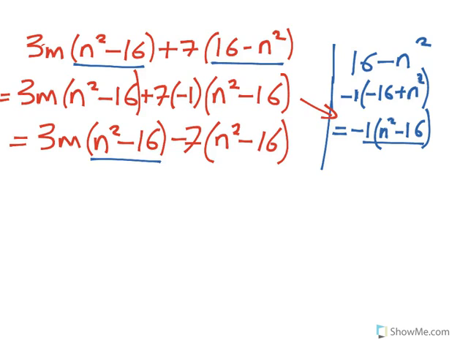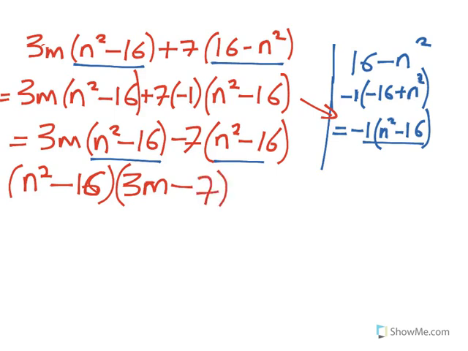Now you have made the two brackets look alike. Now you can factorize n squared minus 16, n squared minus 16. That is the grouping method. So n squared minus 16 is common. If you factorize it out, you are going to have what will remain. You are going to have 3m remaining here, minus what is remaining in the other one, which is 7. So you are going to have (n squared minus 16)(3m minus 7).